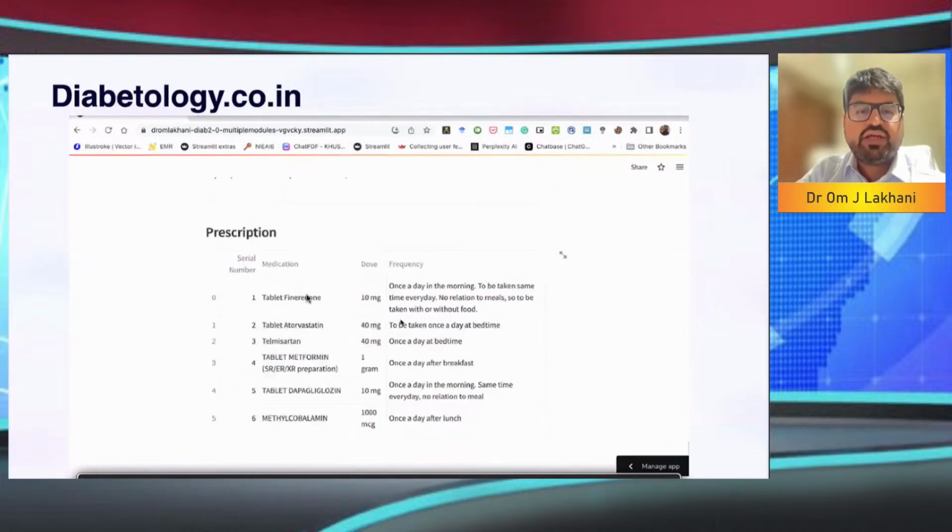So this is the list of the medications. Patient could be a candidate for finerenone, atorvastatin 40 milligram, telmisartan. Remember, ACE inhibitors and ARBs are very important here. Metformin could be given here, and dapagliflozin, right?